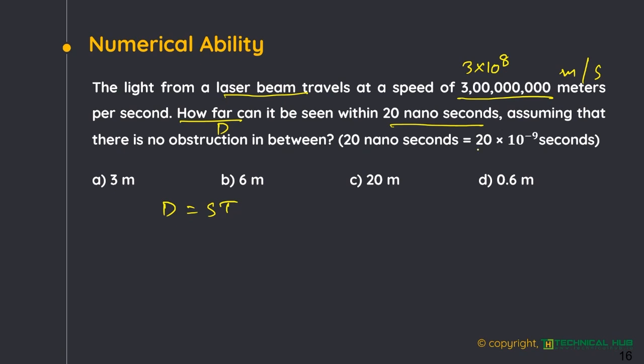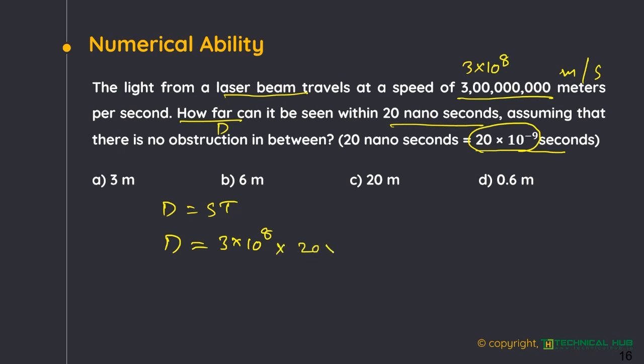Sometimes they will not mention this particular value. You must be aware of these kinds of values. 20 nanoseconds means 20 into 10 to the power of minus 9. So first, distance is equal to speed, which is given as 3 into 10 to the power of 8 meter per second. Automatically, the time period must be in terms of seconds, but it is given as nanoseconds, so convert into seconds: 20 into 10 to the power of minus 9.